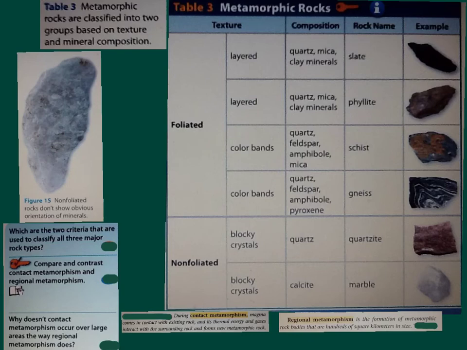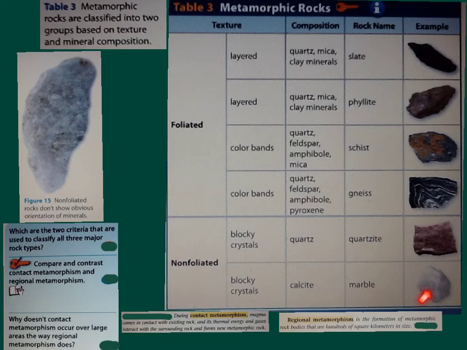Contact and regional metamorphism. One way a non-foliated metamorphic rock can form is when magma intrudes rock. During contact metamorphism, magma comes in contact with existing rock, and its thermal energy and gases interact with the surrounding rock and forms new metamorphic rock. Contact metamorphism can increase crystal size or form new minerals and change rock. A common example of a non-foliated rock, marble, is shown in Figure 15. Notice the uniform color and crystal size in this specimen.